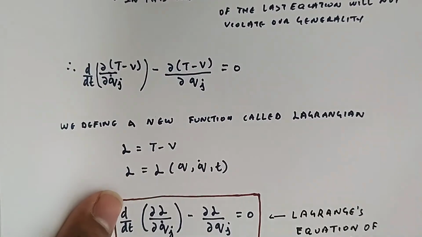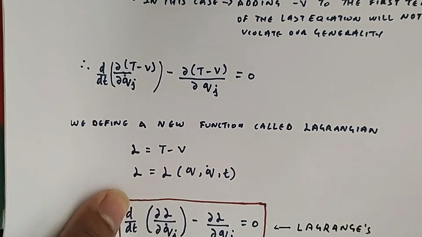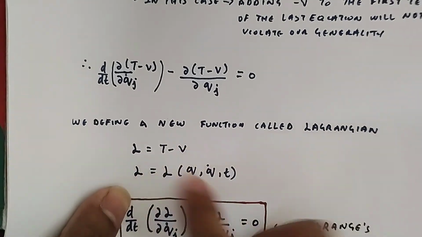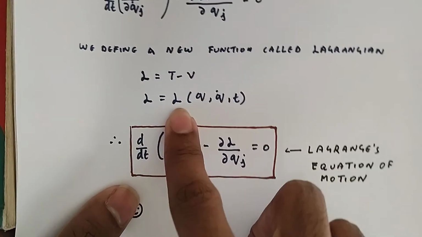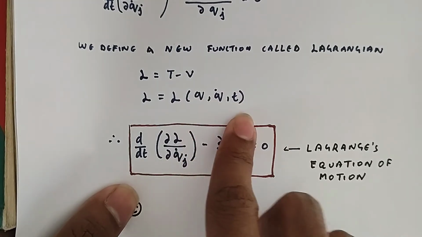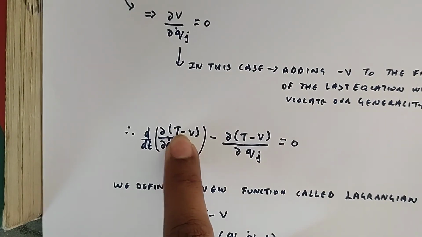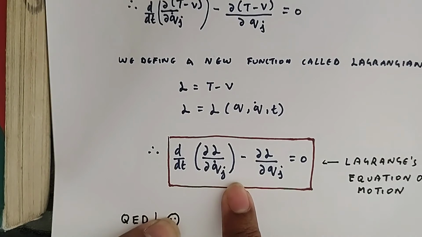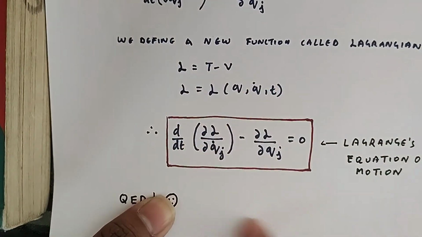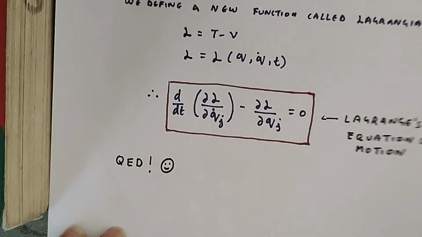Now I define a new function called the Lagrangian, which is given by curly L. This is curly L. As a result, I represent my equation with curly L, and curly L is a function of Q, Q dot and t. Thus my Lagrangian, T minus V, is curly L. As a result, my equation will look like this. This is called Lagrange's equation of motion. So we proved the Lagrange equation of motion by just hand waving.